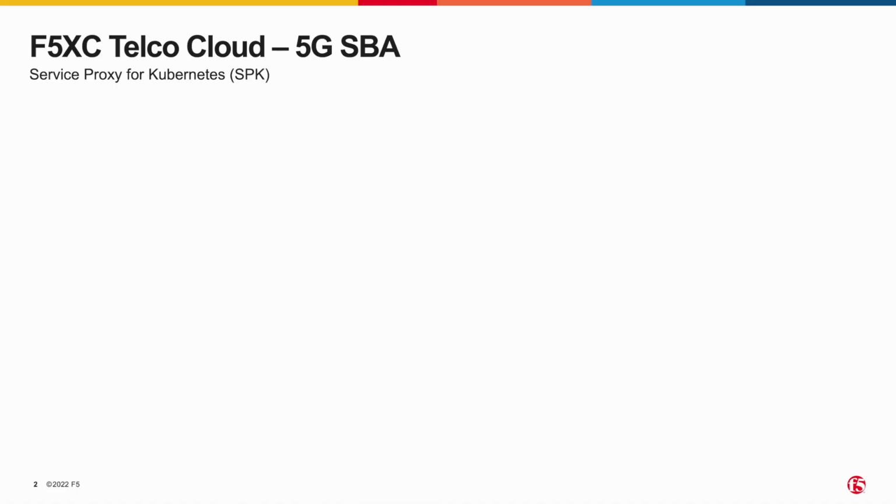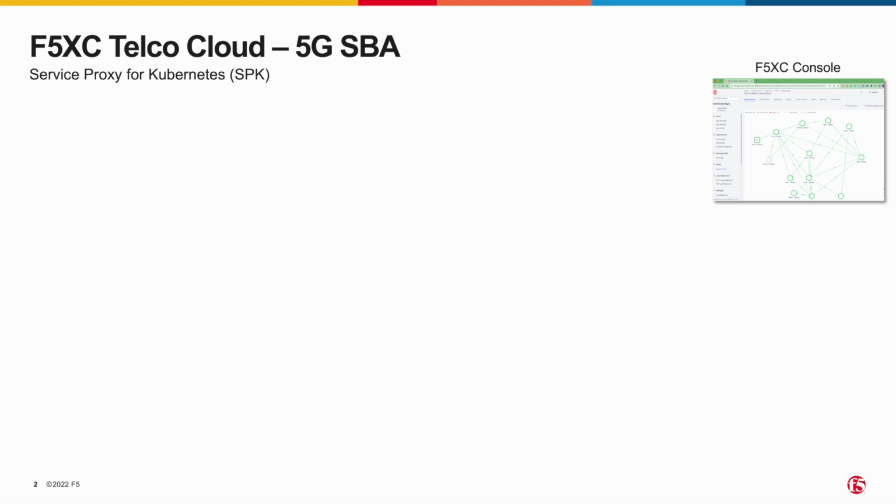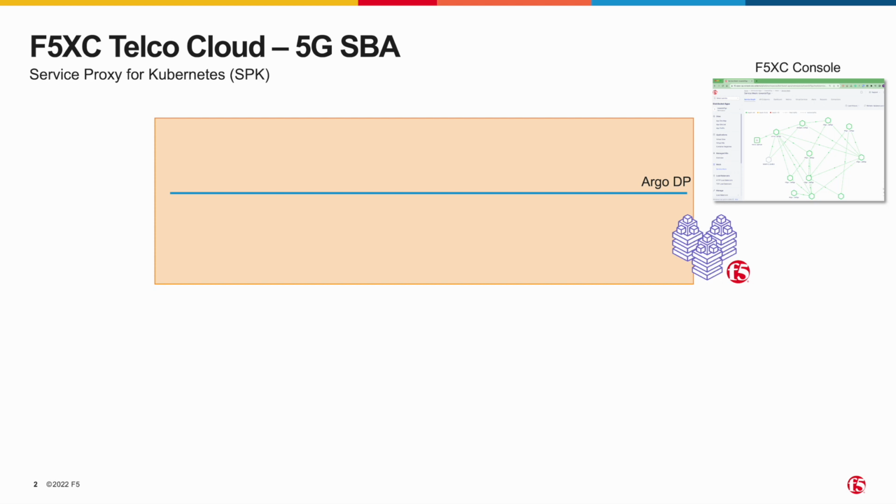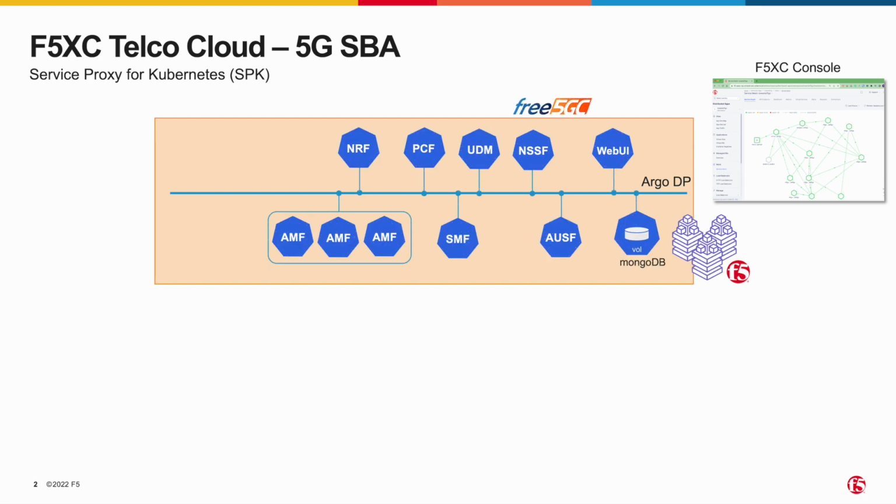Here is what I'm going to do. From the F5 Distributed Cloud Console, I have onboarded a 3-node AppStack Telco Cloud cluster. AppStack can be managed from the F5 Console. Then, I will deploy various Free5GC network functions. This will onboard various 5G network functions. In this demo, I'm going to deploy a replica set of 3 AMF functions. This Telco Cloud cluster will form the 5G mobile core control plane.